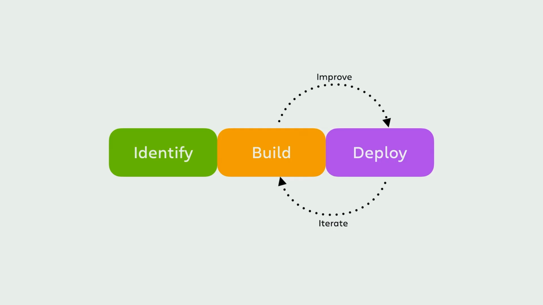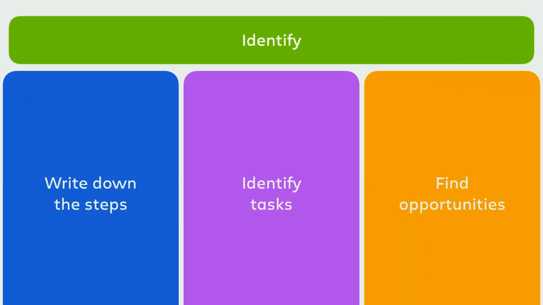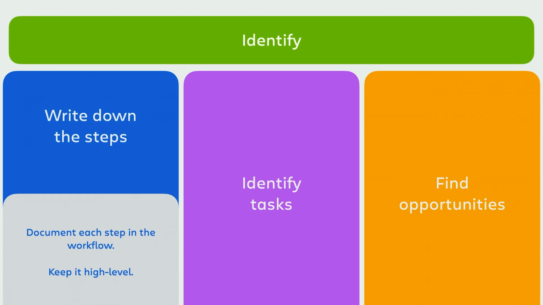So once you build an agent, you're not done, right? You have to test it. You have to figure out how it works, figure out where its gaps are, and continue to iterate on that as you go. So when you identify your agent, there's 3 main things that I like to walk people through. First, you're going to write down the steps. You'll identify the tasks, and you'll find opportunities. So document each step in the workflow.